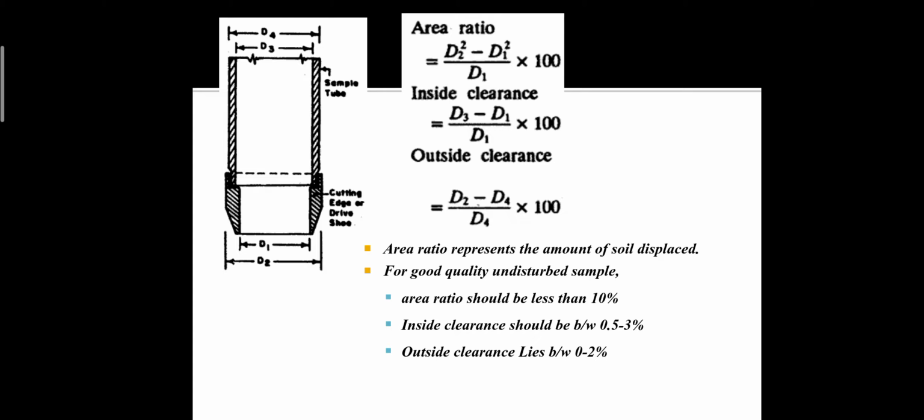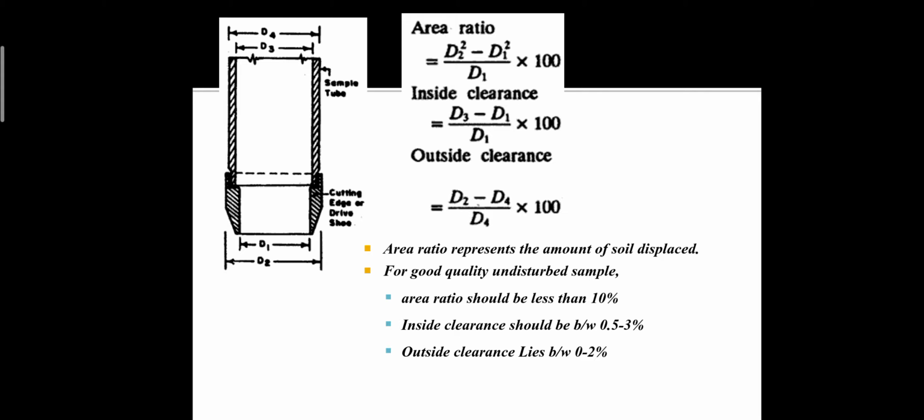D1 and D2 are the inner and outer diameter of the cutting edge, and the value of the area ratio should be less than 10%. And the next is inside clearance. What is inside clearance? The inner diameters ratio. What is the inner diameter of the sampling tube? D3. What is the inner diameter of the cutting edge? D1. So using that we will be finding inside clearance.